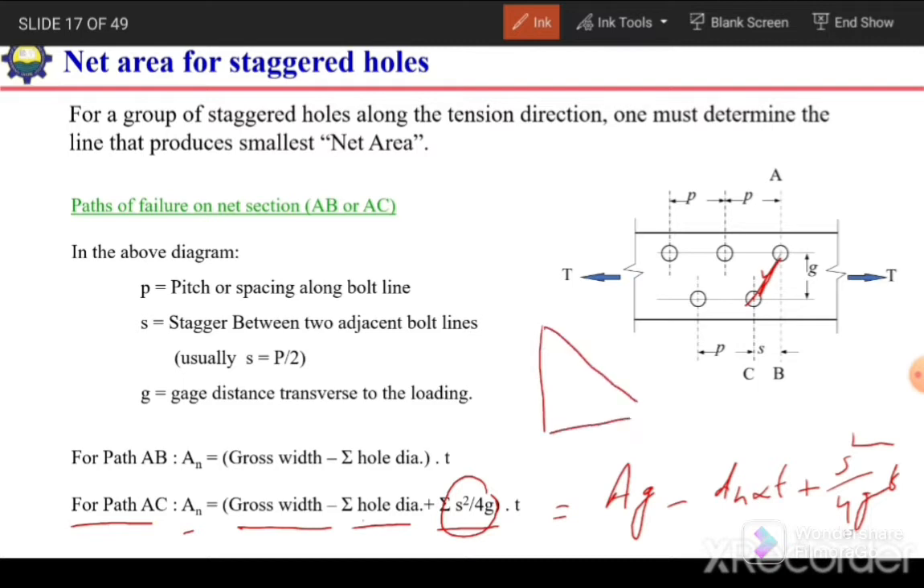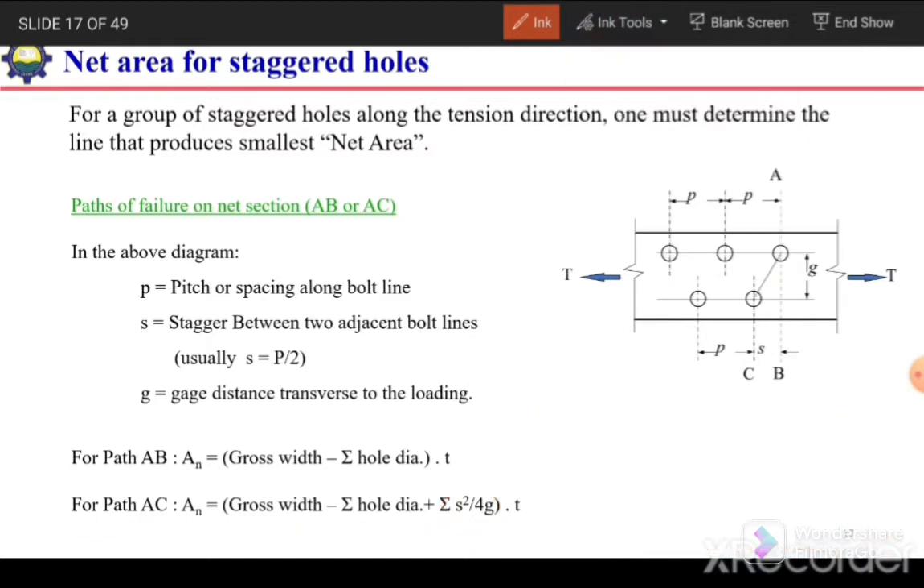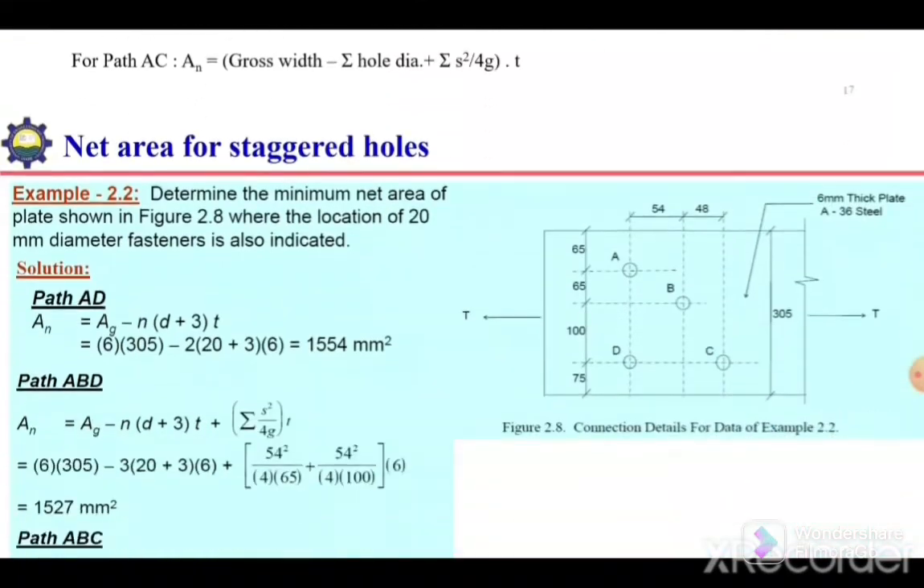So if we compare these three, the hypotenuse and perpendicular, and if I rotate it in this direction, this will be a little bit longer. So this much length, which is larger than this hypotenuse, will be considered in this factor S square over 4G. So our net area for this path will become Ag minus diameter of hole times T. Here we have two holes, so it will be multiplied by 2, Rn plus S square over 4G. I hope you understand. Next we will solve one example, then it will be more clear.